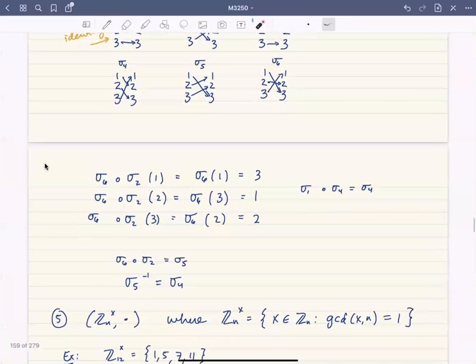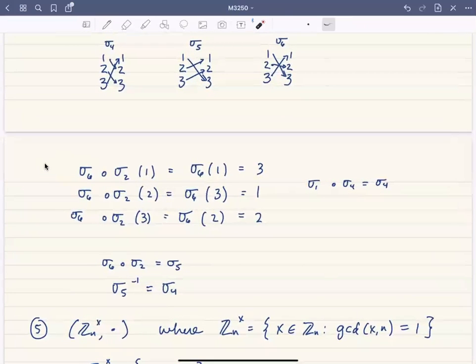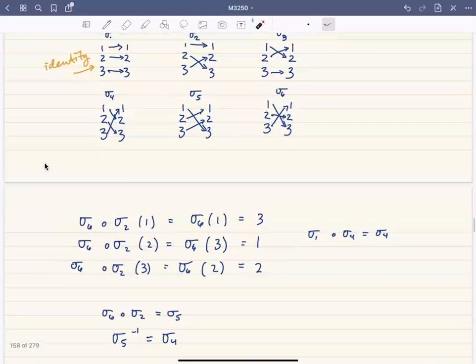Likewise, we have inverses. The function that you have to compose with sigma 5 to get the identity element, which is sigma 1, is sigma 4. So we would write that the inverse of sigma 5 is sigma 4, and so on. Okay, so this is an interesting group. I'm just going to leave it here.